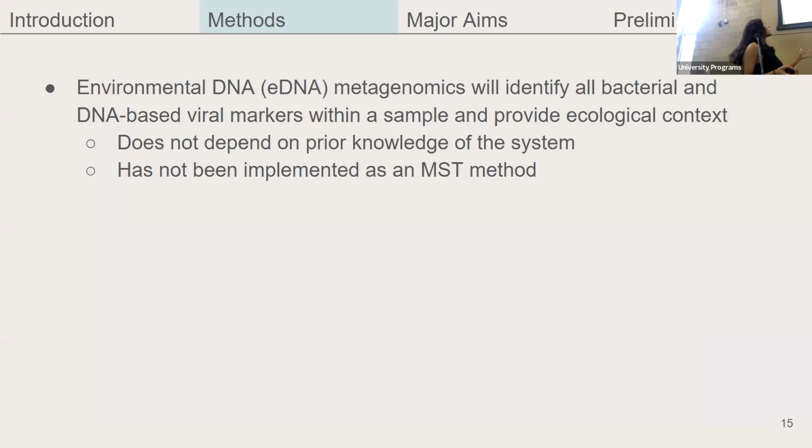So this is important because I can use this without knowing anything about my system. With the qPCR markers, I had to have some prior knowledge. I know that there's cows in the area. I know that there's pigs in the area. But with eDNA, I don't have to know anything about my study site. I can just go and collect a sample, which is very awesome. And eDNA metagenomics has not been implemented as a microbial source tracking technique.